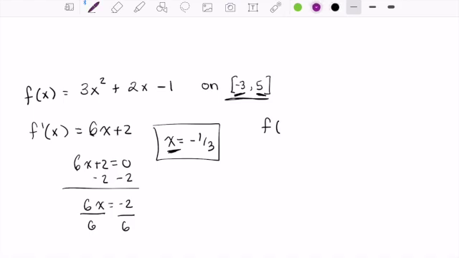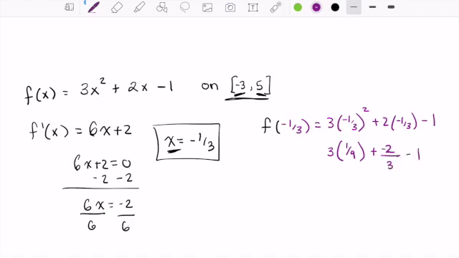So let's plug in negative 1/3 to begin with. So we have 3 times negative 1/3 squared plus 2 times negative 1/3 minus 1. Well, that's going to give us 3 times 1/9 plus negative 2 over 3 minus 1. So we get 1/3 minus 2/3 minus 3/3. So once we get all of this, it's going to be 1/3 minus 5/3, and then we get negative 4/3.